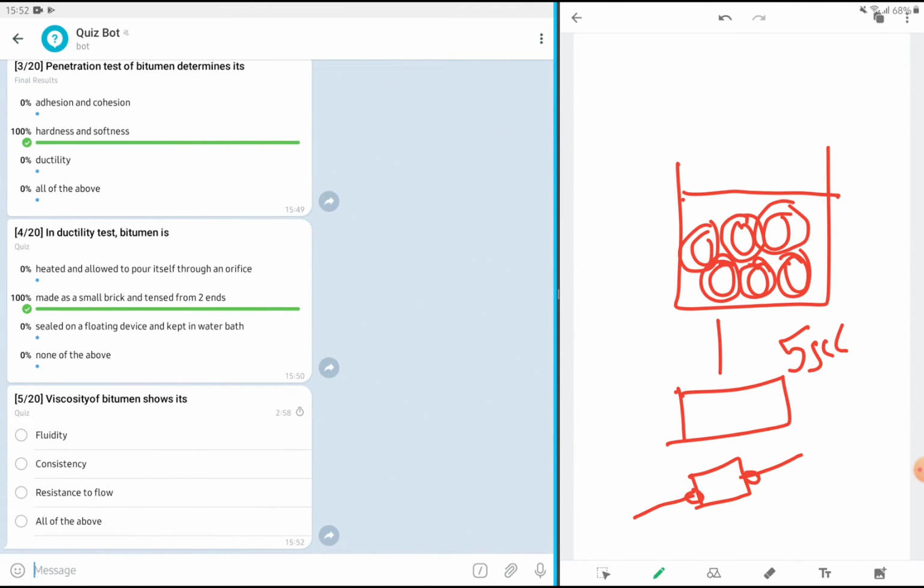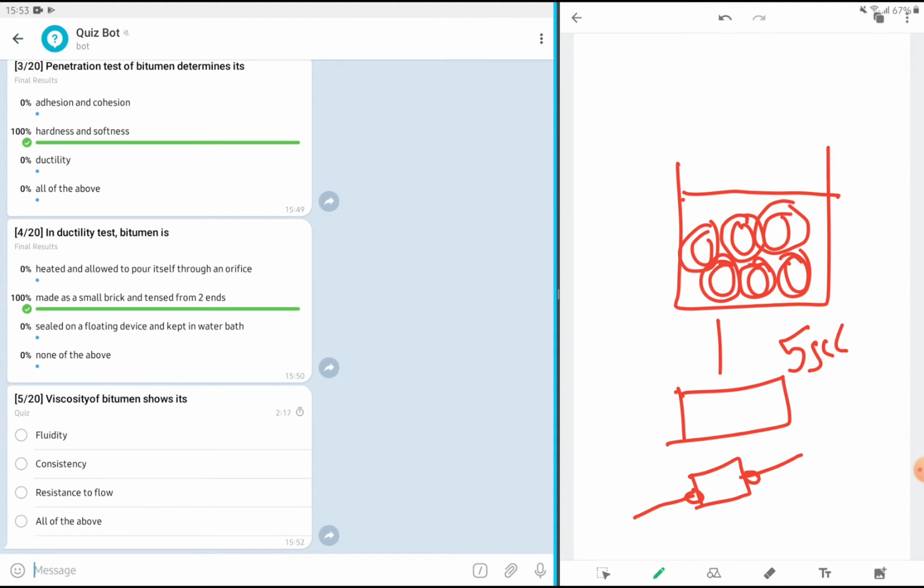Now question number 5, viscosity of bitumen shows its. What does the viscosity value of bitumen show? Its fluidity, its consistency, its resistance to flow, all of the above. See here, we are saying viscosity and the option provided is fluidity. Fluidity is nothing but the reciprocal of viscosity. More the fluidity, less is the viscosity. More is the viscosity, less is the fluidity. Therefore viscosity is an indication of fluidity.